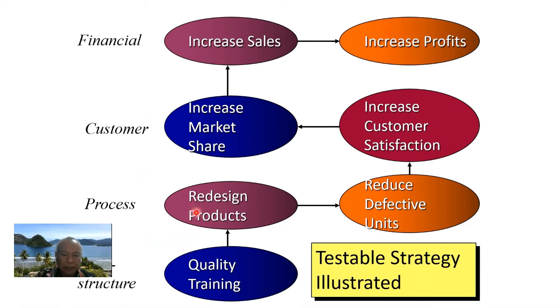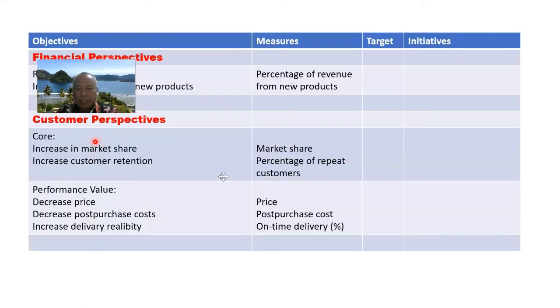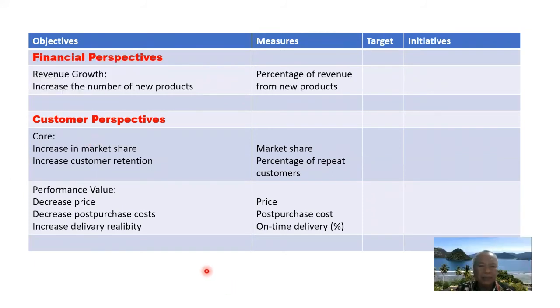To redesign the product and to reduce the defective units is related to the process perspective. And the quality training is related to the infrastructure or learning and growth perspective. This is actually an example of how to implement translating strategy into operational measures.